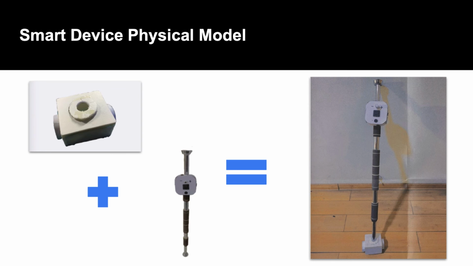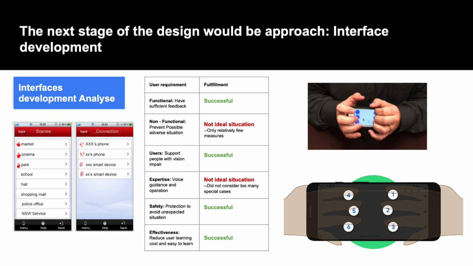This is the physical model based on 3D modeling and combines the previous assignment to work. The key part of the smart device is the two wheels at the bottom to make it flexible.